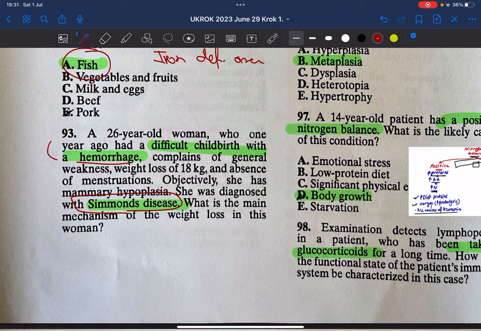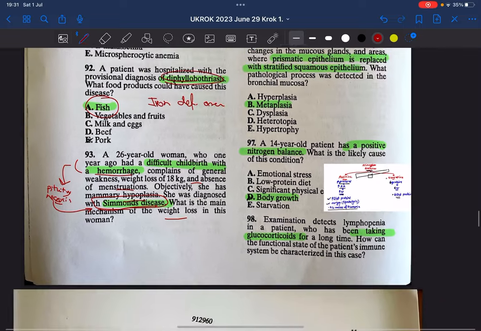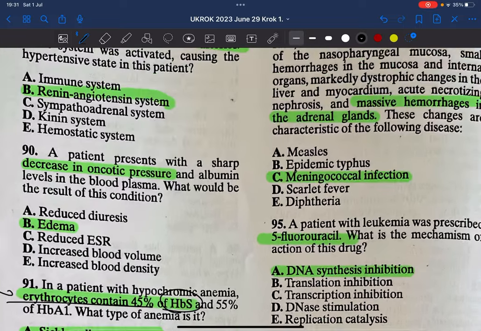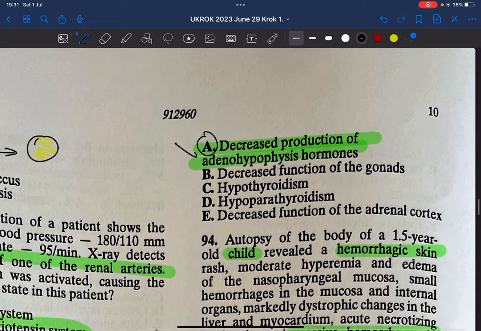This is probably after a lot of hemorrhage during childbirth, there was decreased blood flow to the pituitary gland, and what happens is called pituitary necrosis. The pituitary underwent necrosis, and then Simmonds' disease happened, hypopituitarism, with low levels of the hormones produced by the pituitary gland, like follicle stimulating hormone and luteinizing hormone, all of these hormones that are important for menstruation and mammary gland growth. The pituitary gland also organizes the weight loss mechanism. If the pituitary gland is not functioning, we have decreased production of adenohypophysis hormones, or anterior pituitary hormones, leading to all of this.